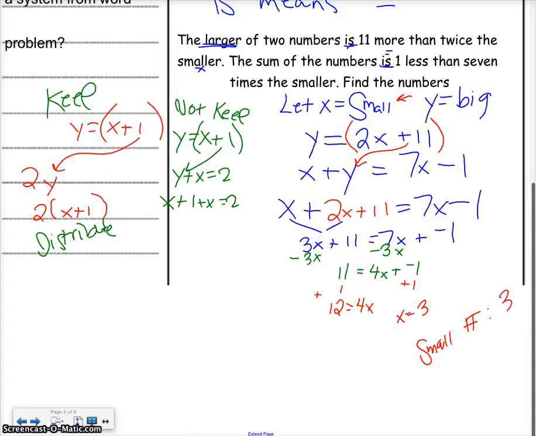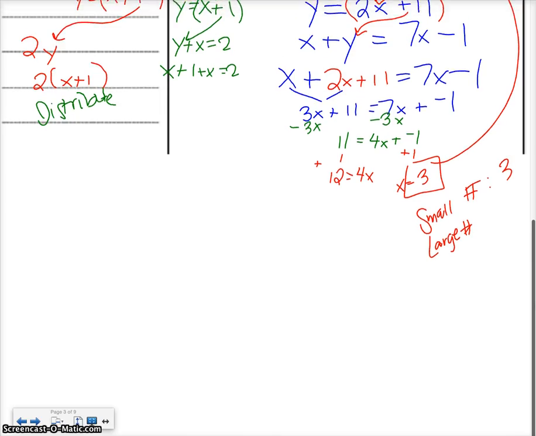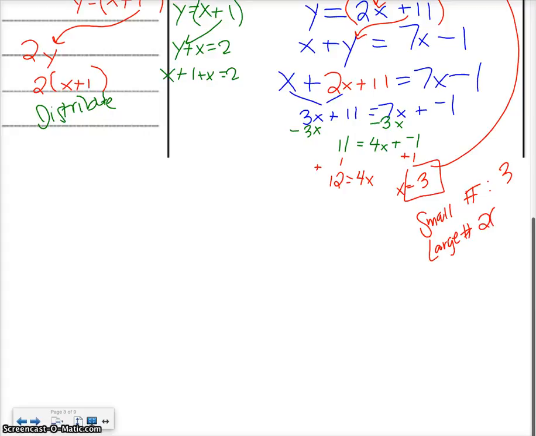Now what is my big number? Well, we go back to the beginning, where you put parentheses. So my large number is 2 times 3 plus 11. 6 plus 11, 17. So the final answer would be: your small number is 3, your large number is 17. Found it.